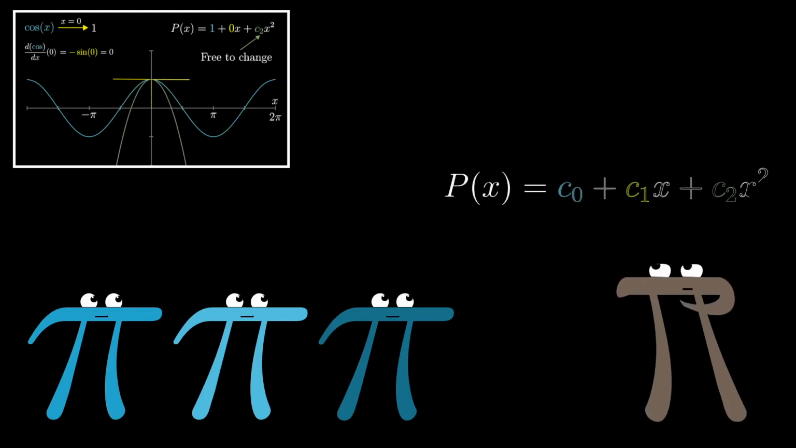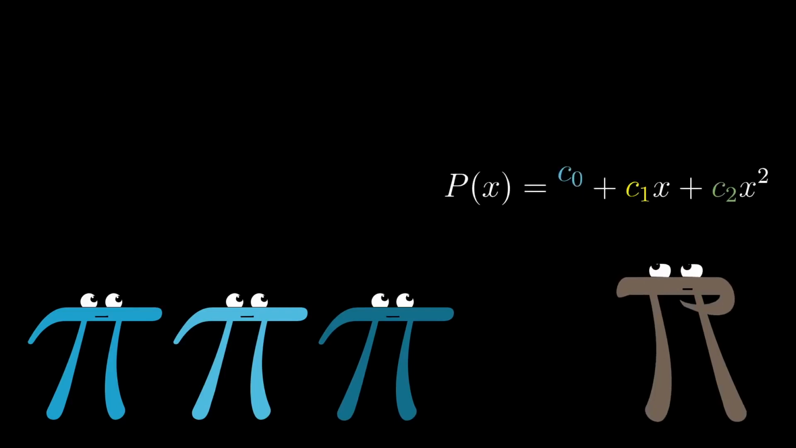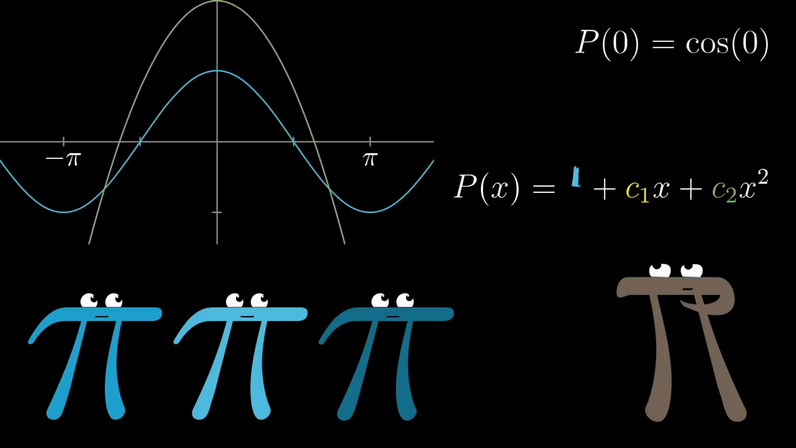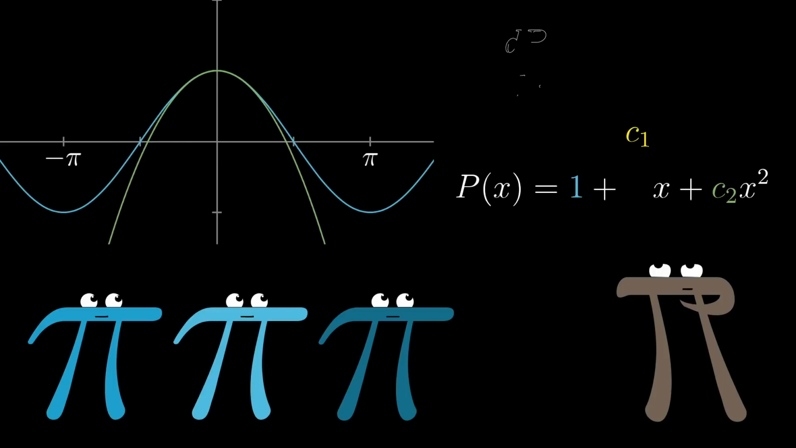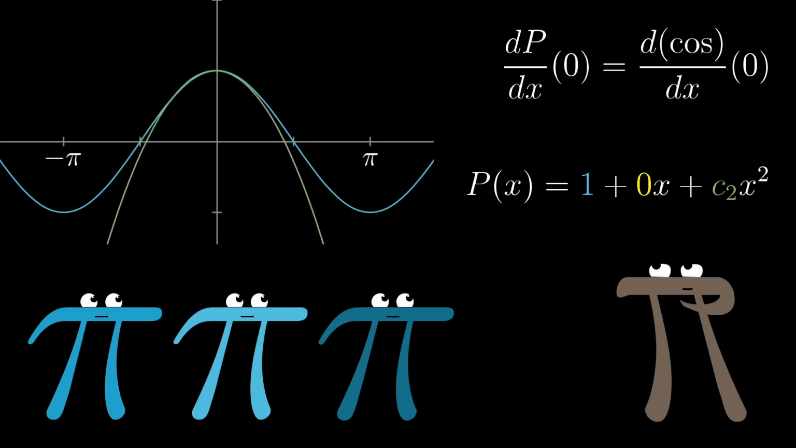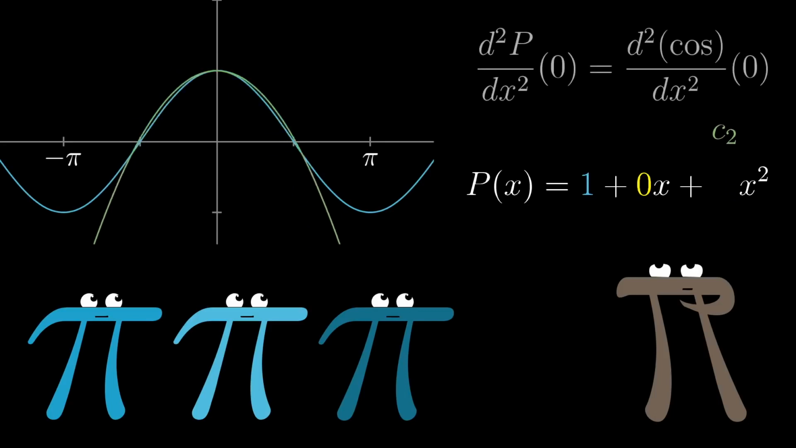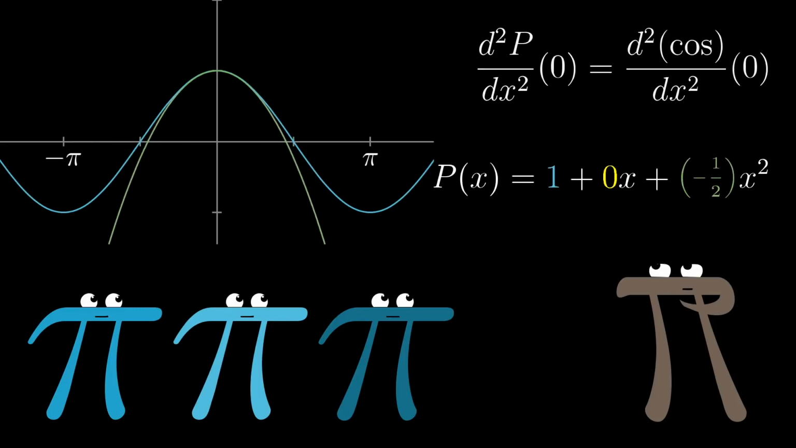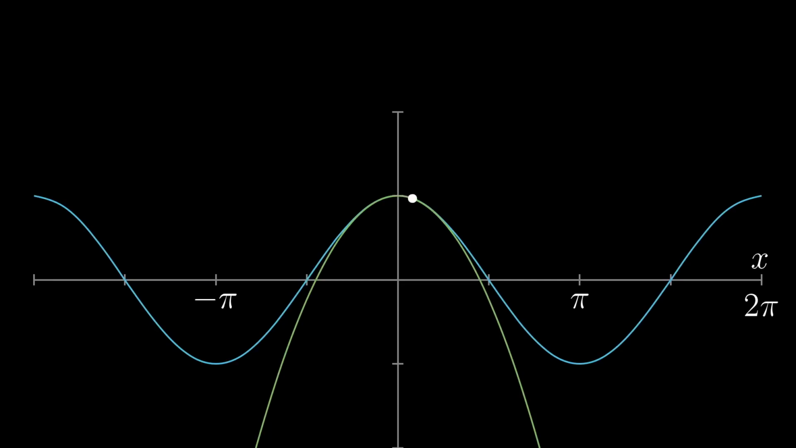You had 3 degrees of freedom with this quadratic approximation, the constants C0, C1, and C2. C0 was responsible for making sure that the output of the approximation matches that of cosine x at x equals 0. C1 was in charge of making sure that the derivatives match at that point. And C2 was responsible for making sure that the second derivatives match up. This ensures that the way your approximation changes as you move away from x equals 0, and the way that the rate of change itself changes, is as similar as possible to the behavior of cosine x, given the amount of control that you have.